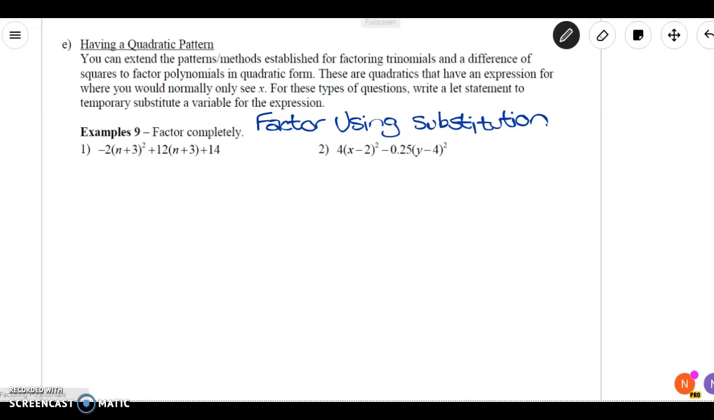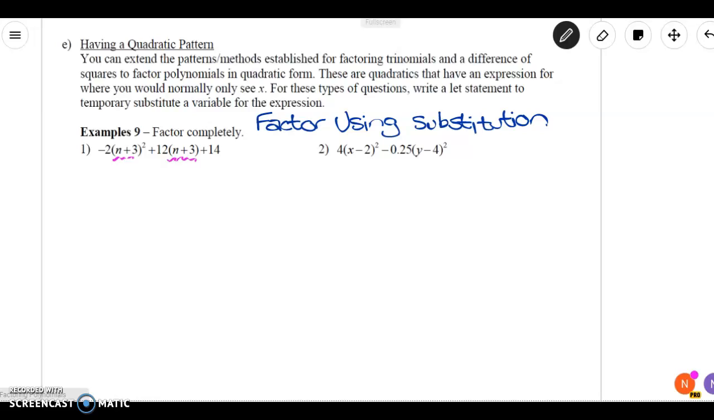So to show you what I mean, for our first example, we have negative 2 times n plus 3 squared, plus 12 times n plus 3, plus 14. And we do notice, it's pretty obvious, we've got an n plus 3 and an n plus 3. It's the same term. We feel like we should be able to factor it out. The only thing stopping us is it's not in the very last piece, but it does show up twice, and we feel like we should be able to factor it out.